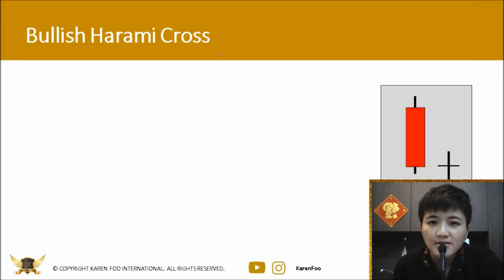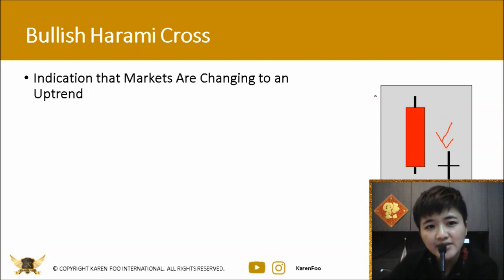Okay, another pattern. This one is called the bullish harami cross. Why is it called a cross? It's because the second candle, instead of a candlestick pattern, it is a doji, okay? Now, this pattern, you wouldn't see it that often, but if you do see it, it's pretty powerful. So as the name suggests, bullish harami cross, it means that the price is going to change to an uptrend. Meaning that you would have a bearish market, when you see a bullish harami cross, high probability that the price is going to retrace upwards.